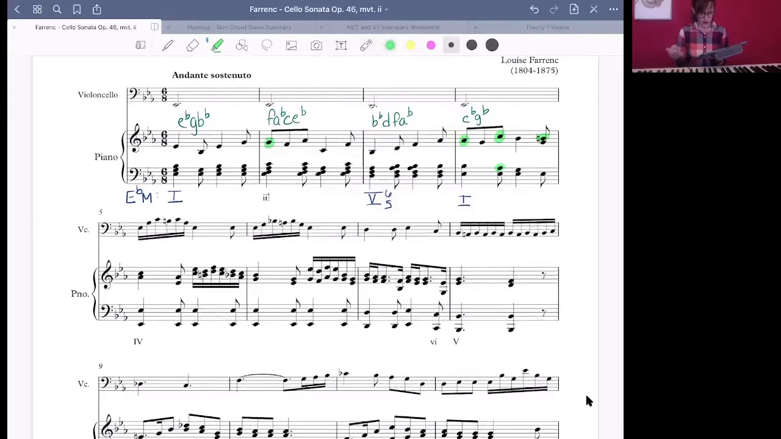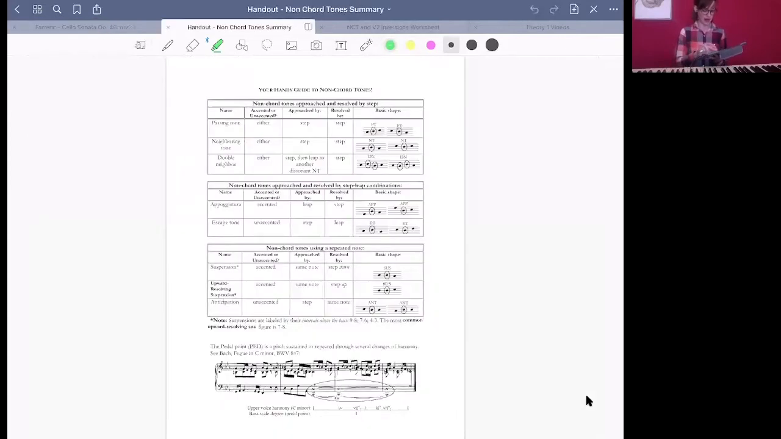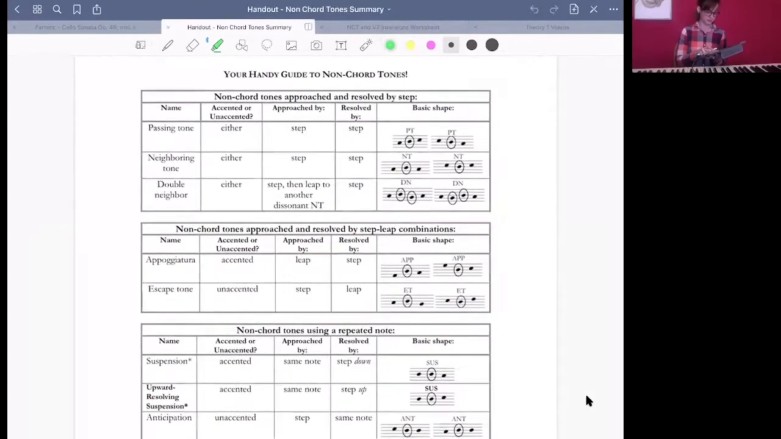Now that we know where the non-chord tones are, how do we go about labeling them? There are specific names for all of these non-chord tones. We've talked about a few of them already in terms of counterpoint. Let's take a look at this handy-dandy chart.